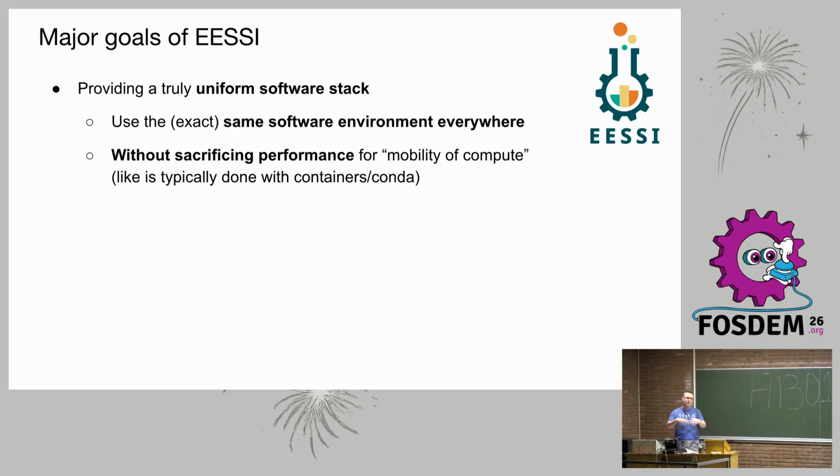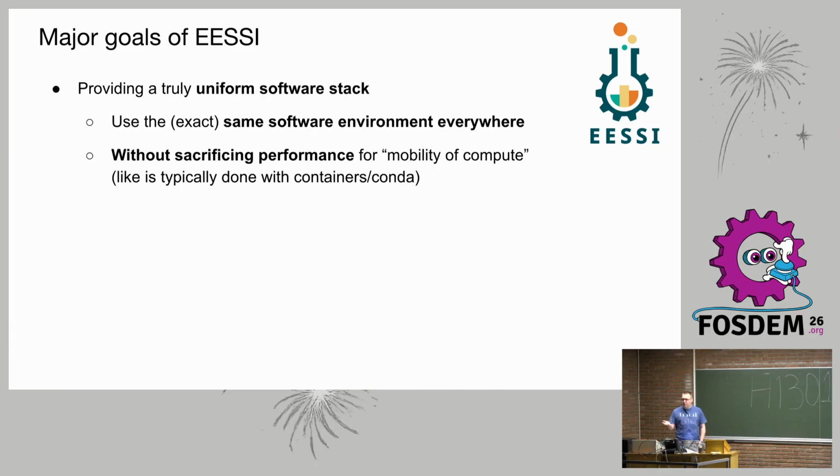You go somewhere, either EESSI is already there. If not, you can easily install it. And if it is there, you know what's going on, you know how to use it. We don't want to sacrifice performance. You often see this with containers and Conda. Somebody gives you a container image, like everything is there, trust me, and it works everywhere. That means you're running binaries that work everywhere, so they're not optimized for my host CPU, so performance is going to be not as good as it could be.